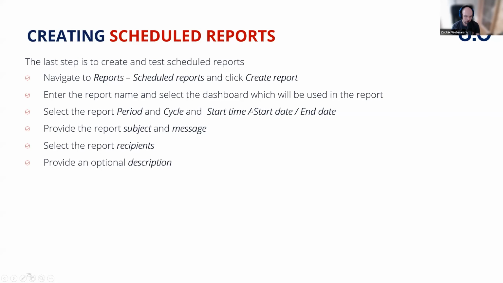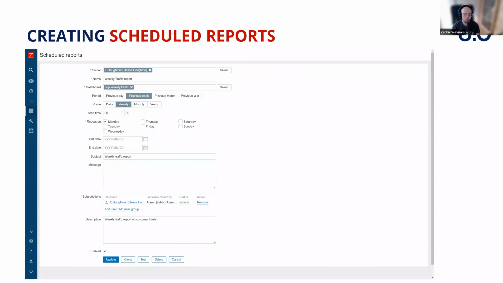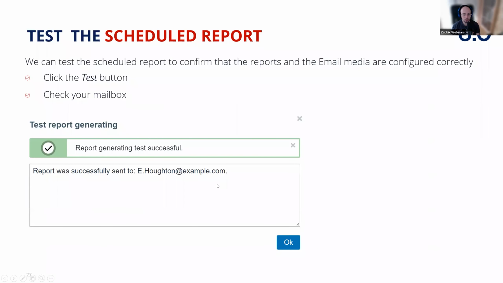So we have configured everything, dashboards, items. Now we need to navigate to reports, scheduled reports, create a report based on a dashboard, enter the report name, select the dashboard, select the period, cycle, start and end dates, subjects and messages, descriptions, recipients, and also who will be generating the report. And then we can receive it, right? And we can also test it right here. So let's do that. That's our last step.